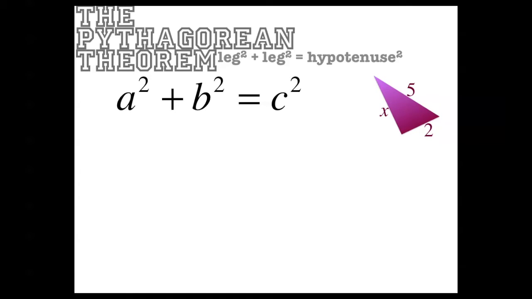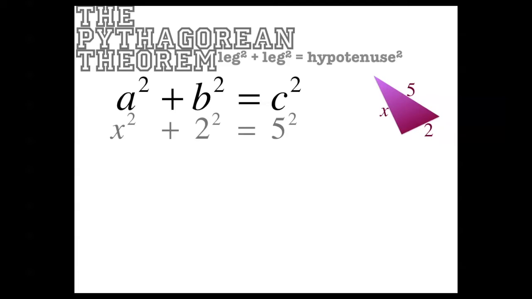Also on this problem, notice the missing piece isn't the hypotenuse. Which one is the hypotenuse? The hypotenuse is the 5, isn't it? So the x is one of the legs. The other leg is 2, and the hypotenuse is 5. So x squared plus 2 squared equals 5 squared is how we're going to fill in our a squared plus b squared equals c squared Pythagorean theorem equation.